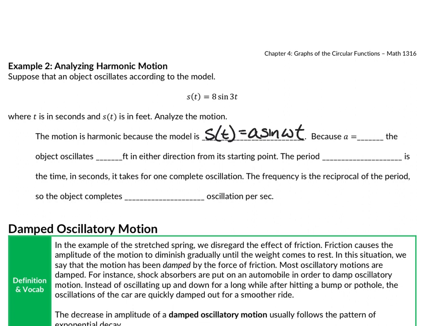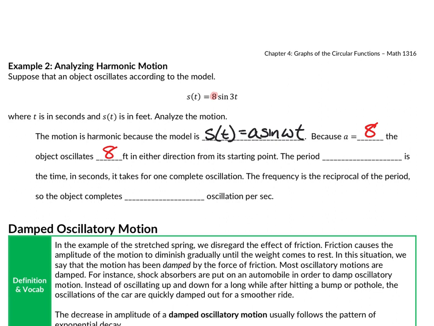If it fits one of those two descriptions, so a sine of omega t or a cosine of omega t, it is simple harmonic motion. What does a equal? Yes, but in this problem specifically it is 8. So since a is equal to 8, the object oscillates 8 feet in either direction from its starting point.